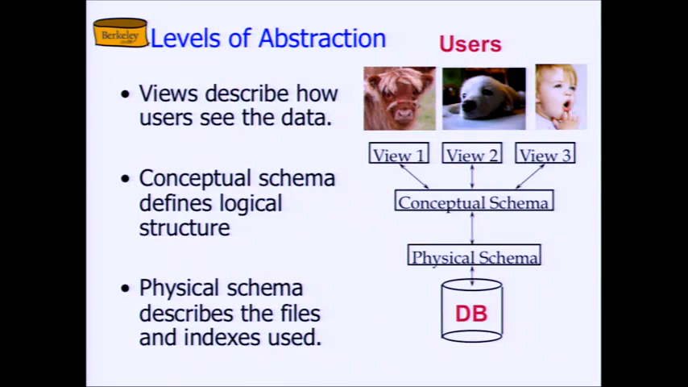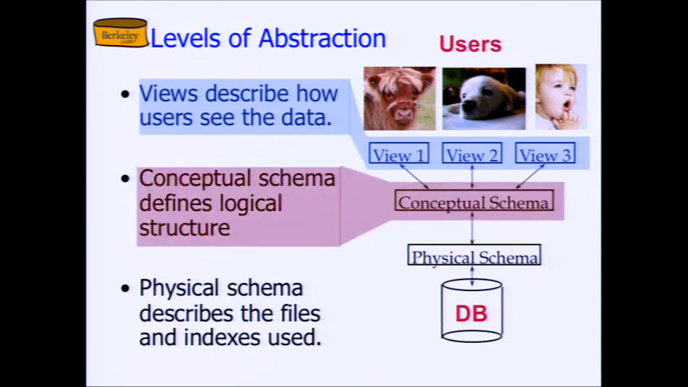There are views, which describe how different users see possibly the same data. Okay? So the cow, the puppy, and the baby all have different views of the data. There's a conceptual schema that defines the logical structure of this data. It doesn't tell you how it's stored. It just tells you kind of what's in it. The views are defined over that. And then below the conceptual schema, there's a physical schema that describes how it's stored on the disk. What disks is it on? What machines is it on? If it's in a parallel database, how is it partitioned? What indexes are available, and so on. So there are these 3 levels of abstraction.